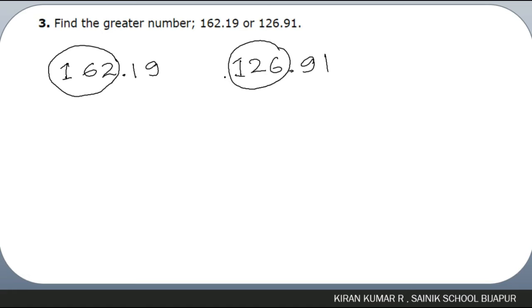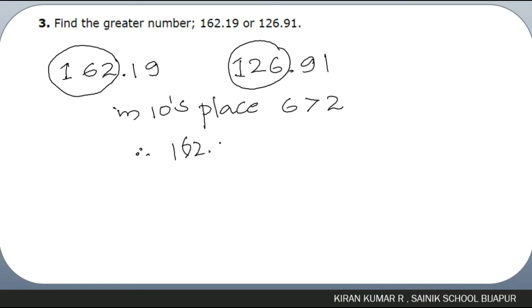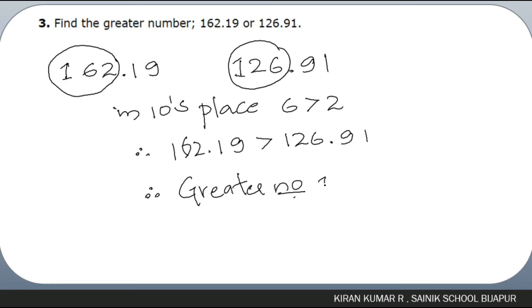6 is larger compared to 2, so in the tenths place 6 is greater than 2. That is the reason why 162.19 is greater compared to 126.91. Therefore the greater number is 162.19.